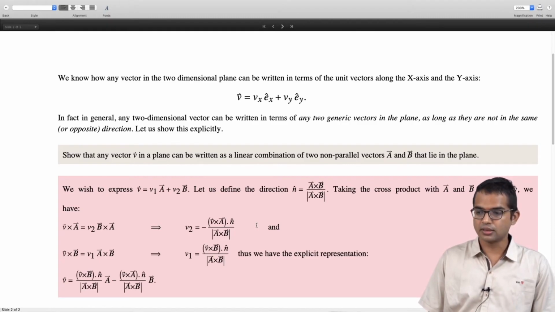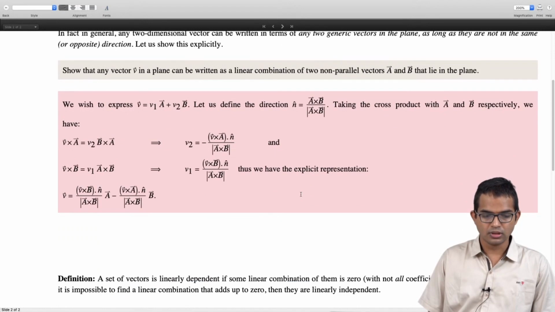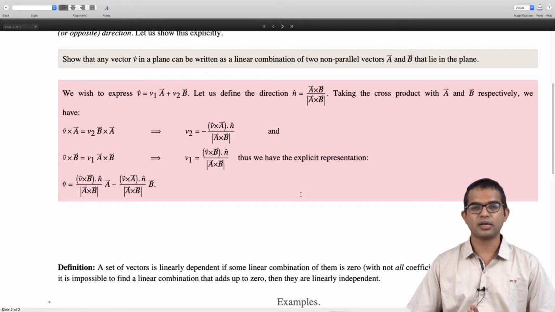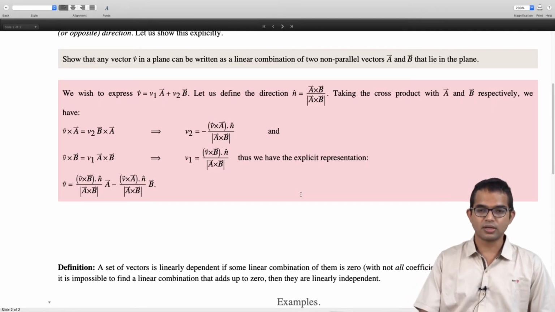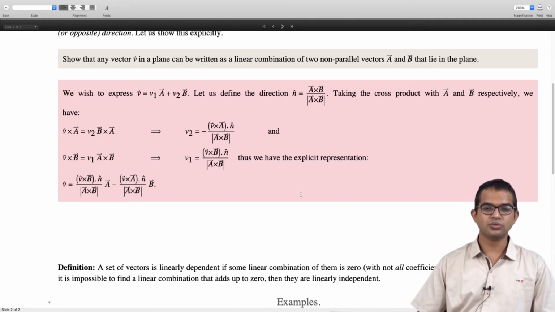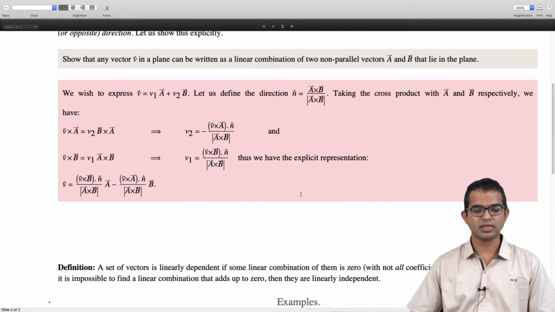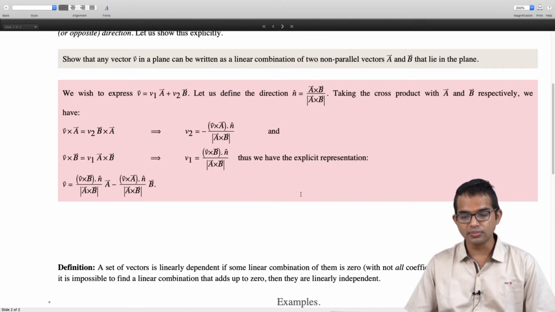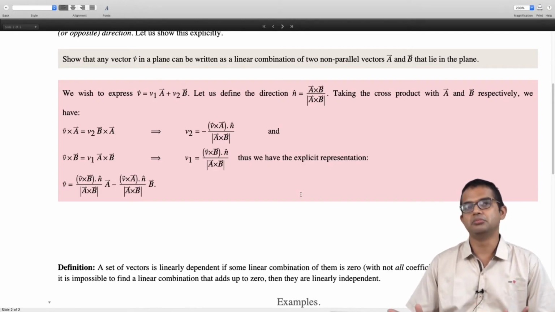Okay, so next I want to define the concept of linear dependence, right? So I said, I don't want these vectors which are parallel and so on, right? So that's where the precise notion that we want to use here is that of linear dependence. So a set of vectors is said to be linearly dependent if some linear combination of them is 0, right? If they are parallel, then a linear combination of them is going to be 0, right?